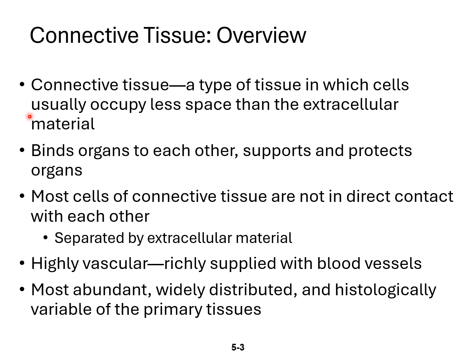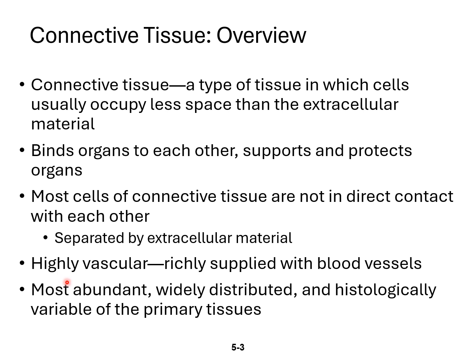Connective tissue is a type of tissue in which cells usually occupy less space than the extracellular material, and we'll see that when we're looking at it. So the cells take up not a lot of space, with a lot of extracellular material. This allows them to bind organs to organs, and also support and protect organs. Most of the cells of connective tissue are not in direct contact with each other. They're separated by extracellular material. That goes back to the cells being small and not taking up much space. The extracellular material is what's really abundant in these types of tissue.